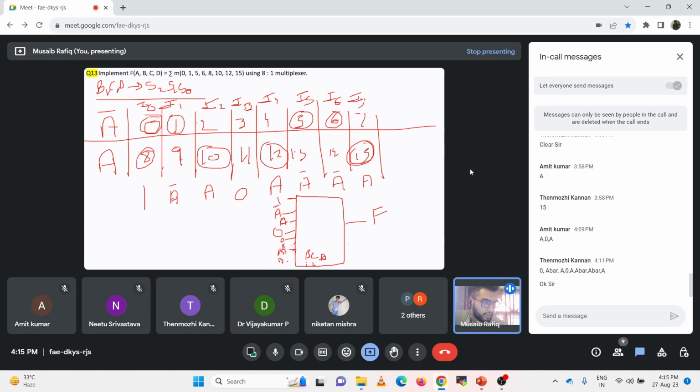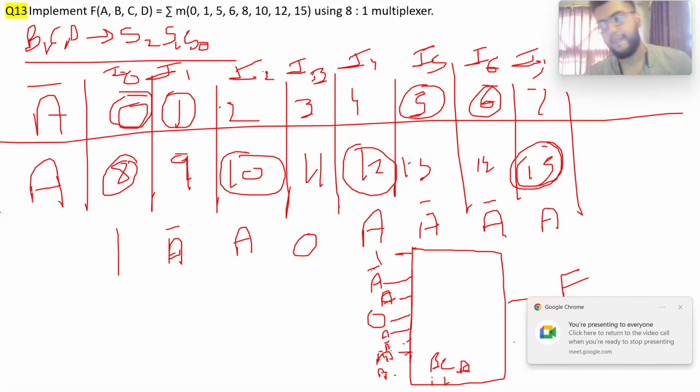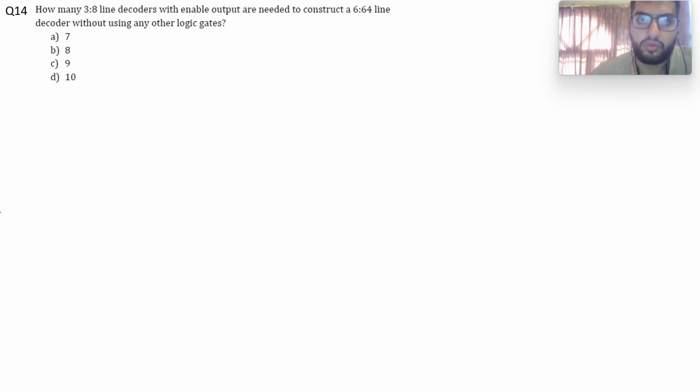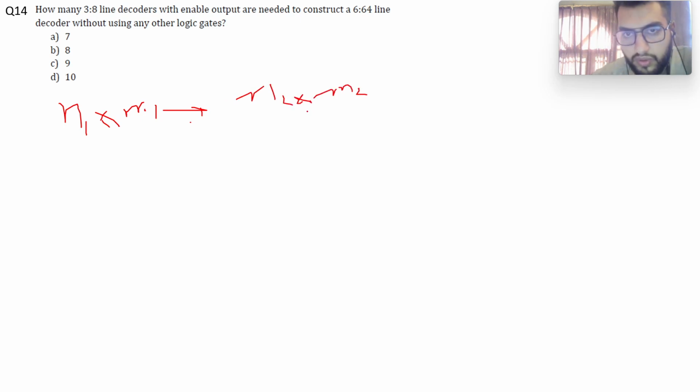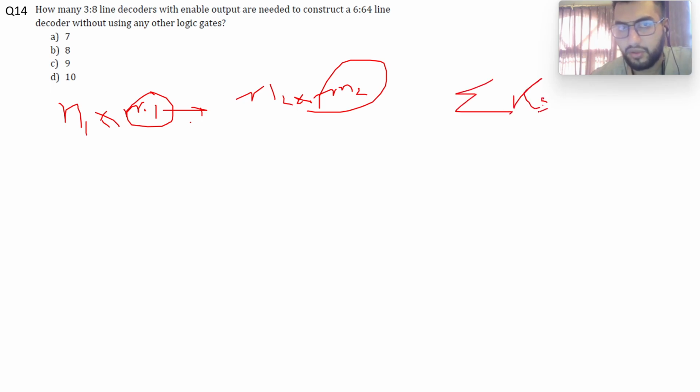Now towards the next question: how many 3 is to 8 line decoders with enable output are needed to construct a 6 is to 64 line decoder without using any other logic gates? So we have done these types of questions earlier as well. So we have here n1 cross m1 times n2 cross m2. So we'll take this term and divide by this term. Then the result of this division will be divided by n1 again till we get 1 and 0. So that is the summation of k's that we have been doing all along.